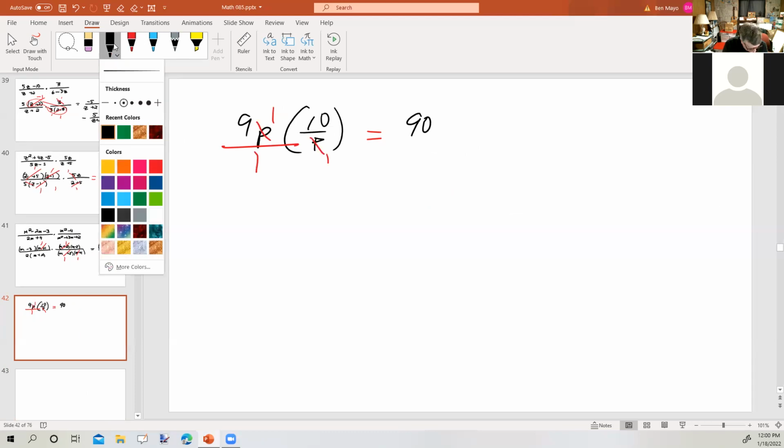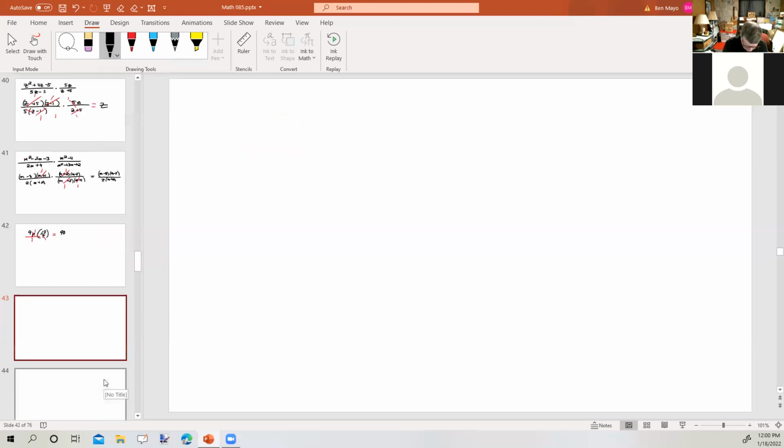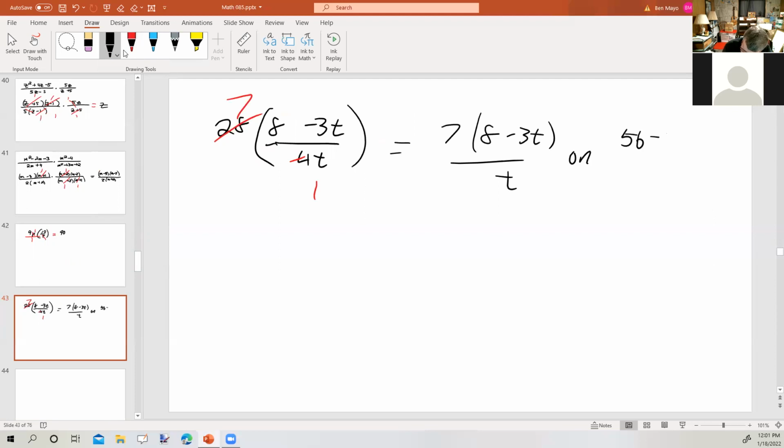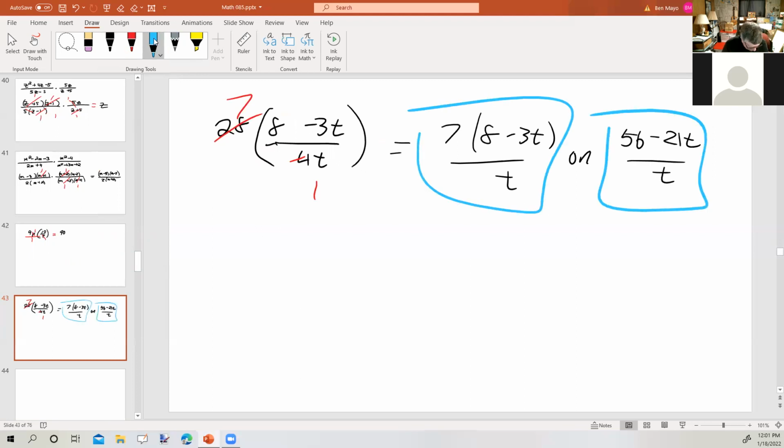How about this one? 28 times 8 minus 3t over 4t. Well, we could reduce the 28 and the 4 to 7 over 1. And now we have 7 times 8 minus 3t all over t. Or you could write it, what, 56 minus 21t all over t. Either way would be correct.